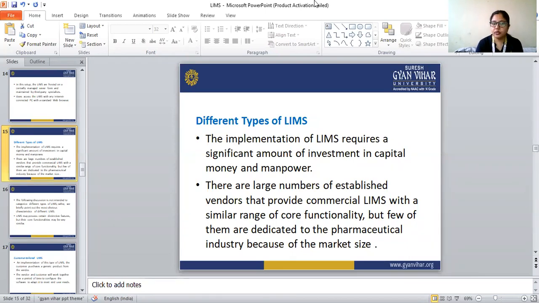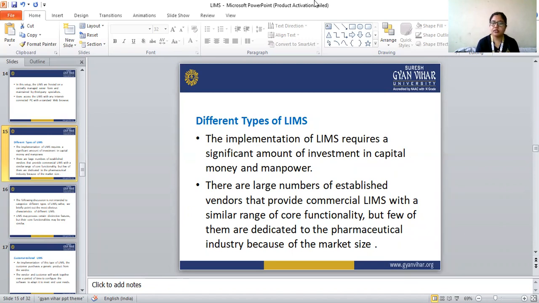So, different types of LIMS. The implementation of LIMS requires a significant amount of investment in capital money as well as manpower. So LIMS is very costly, and a significant amount of investment in capital money and manpower is required because this is very costly.